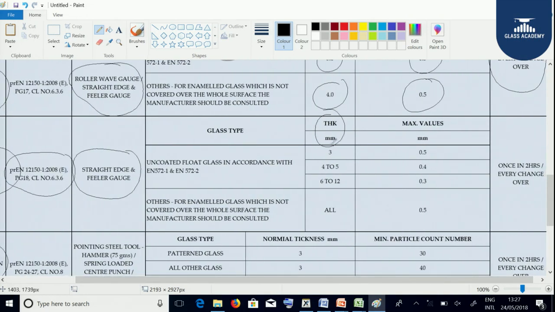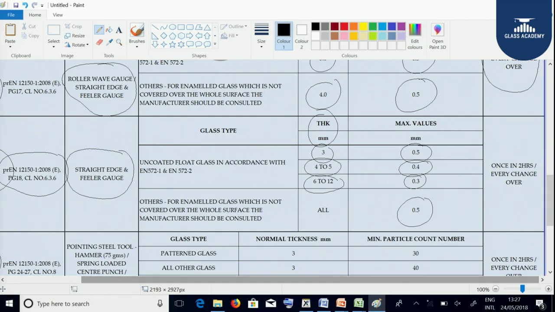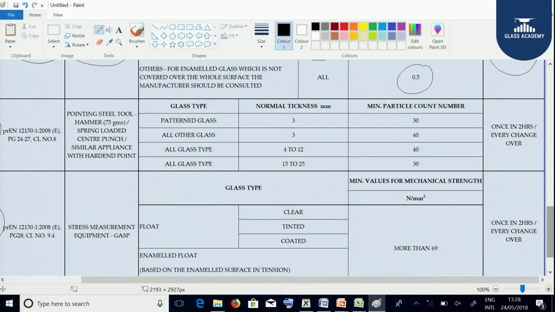So for a 3 mm glass, the edge lift maximum value is 0.5 mm. For 4 to 5 mm, the edge lift maximum value is 0.4 mm, and for 6 to 12 mm thickness, the maximum value is 0.3 mm. And for enamel glass, the maximum edge lift allowed is 0.5 mm, and the frequency of testing will be every 2 hours or whenever there is a changeover.